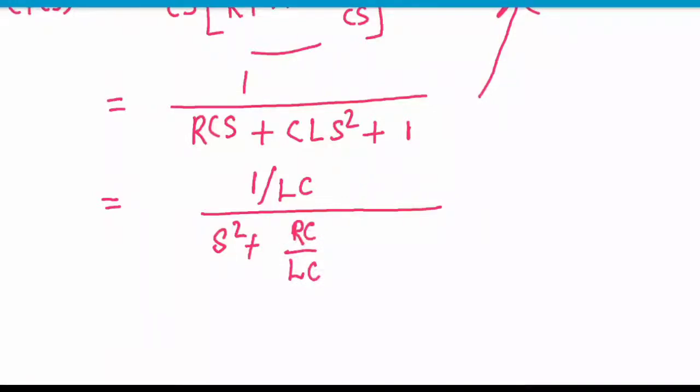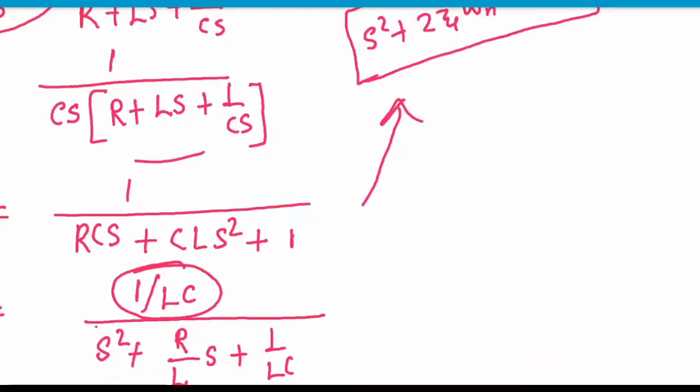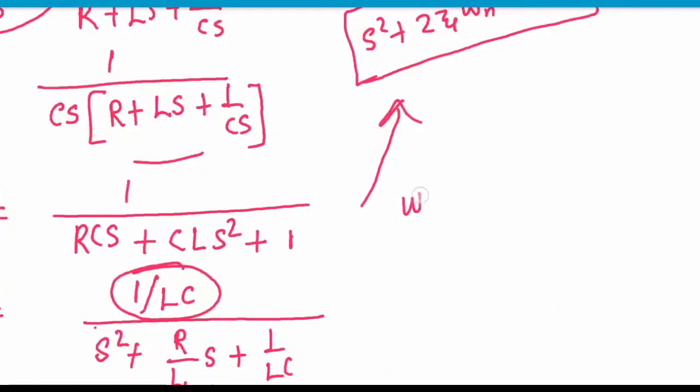LC. So what will happen? C will be cancelled out. So there will be only R by L s plus 1 by LC. So this is the form, and now this is one of the constants. So now the denominator is in the form of a second order characteristic equation, and here omega n square is 1 by LC. So omega n will be root over of 1 by LC.